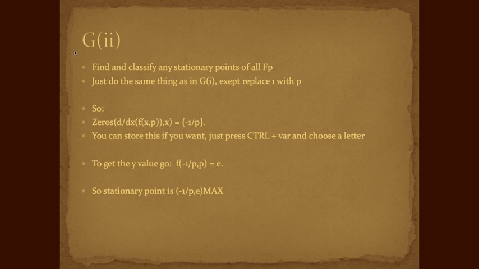Okay, next slide. G2, find and classify any stationary points for all p. You just do the same thing as before, except you replace 1 with p, so zeros of d over dx, open brackets f, x, comma, p, close bracket, and you get -1 over p. Then you can store it to a or something, and to get your value, you could do f of a comma p, and x equals 2e. So your answer is -1 over p, comma, e, max.